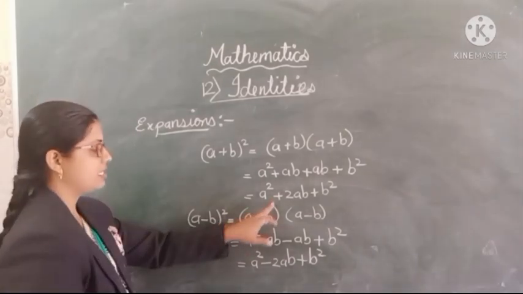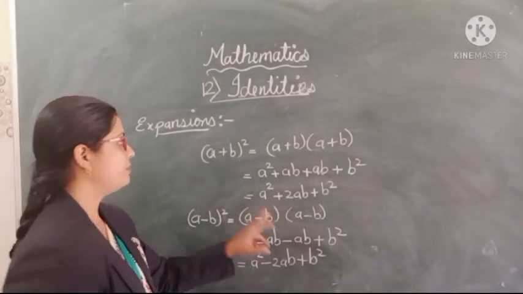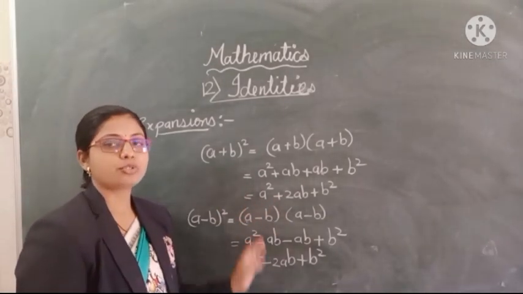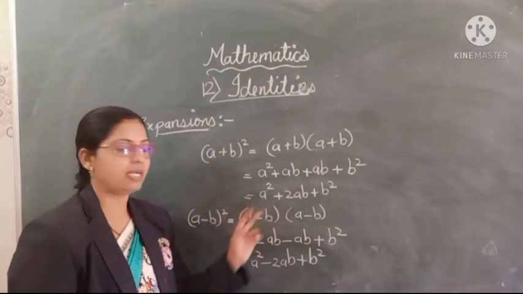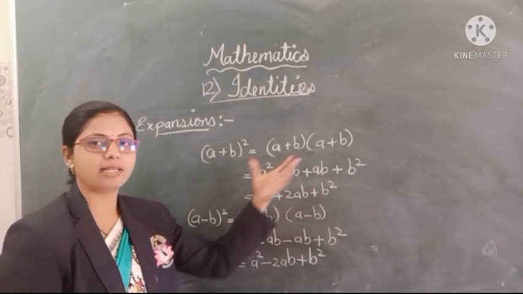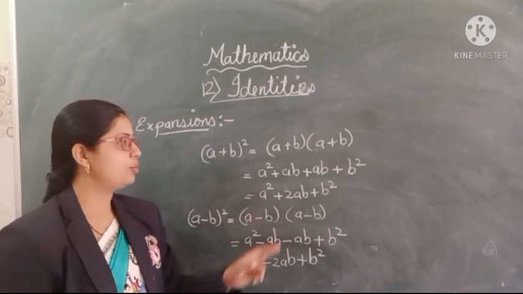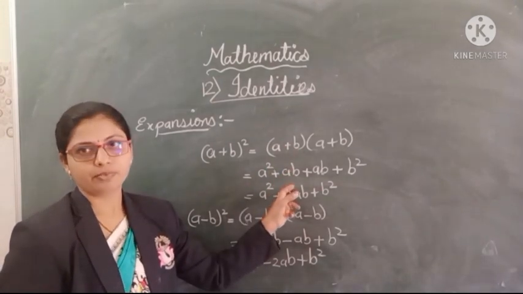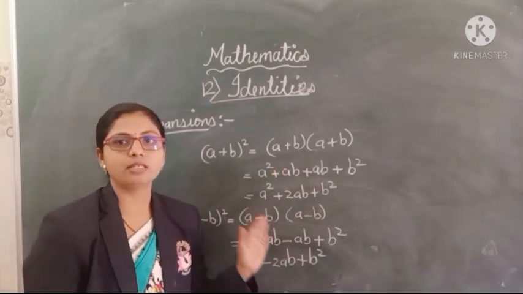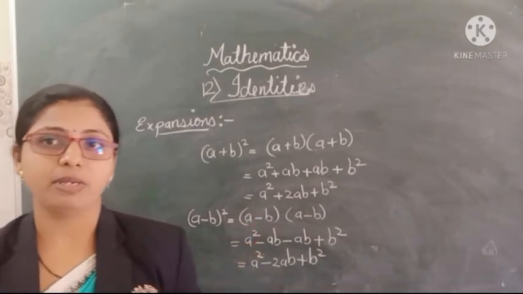So only the sign changes here in both of these identities. Whenever you are solving an example, you can directly go for this and directly write the answer. No need to solve this step. So these are the identities which you have to keep in mind always.